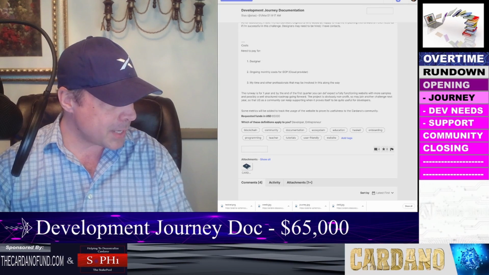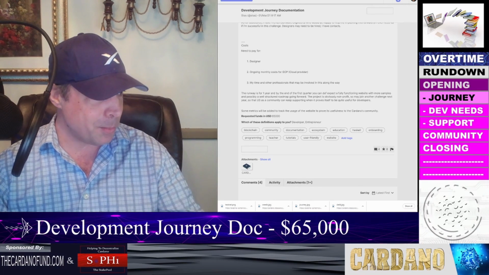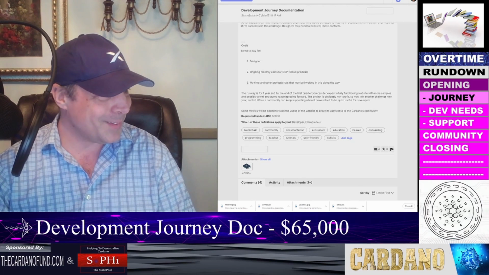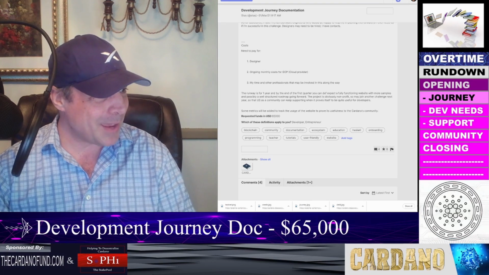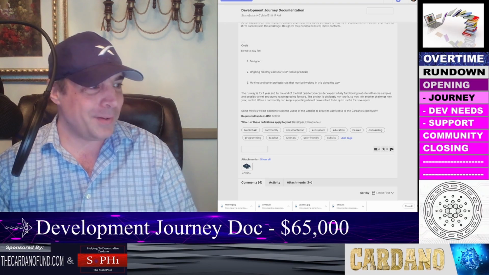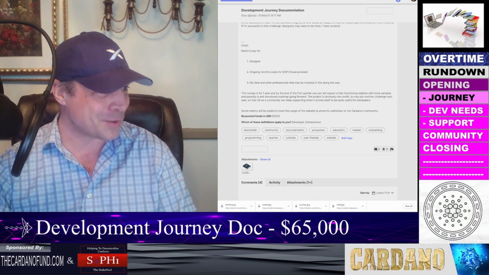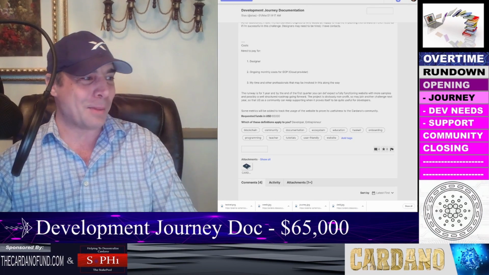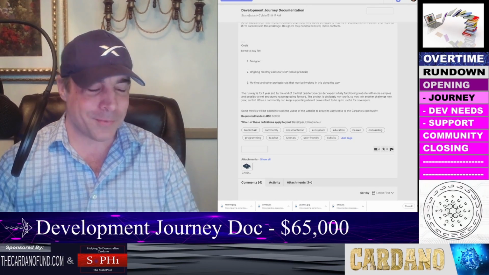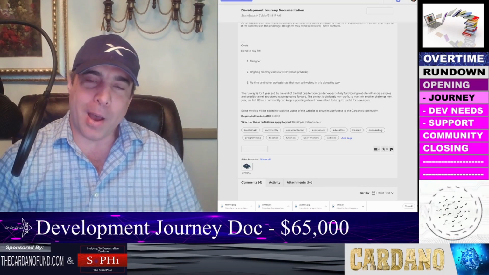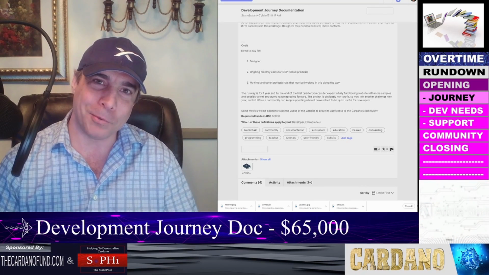I mean, he really says here, as part of what he wants to do with the money, the runway is for 1 year, and by the end of the first quarter, you can definitely expect a functional website with more samples and possibly a well-structured roadmap going forward. So after you pay the $65,000, possibly you'll get a roadmap after the first quarter.